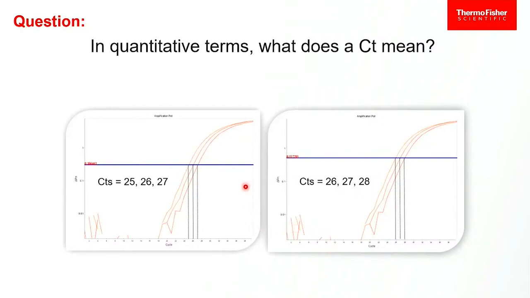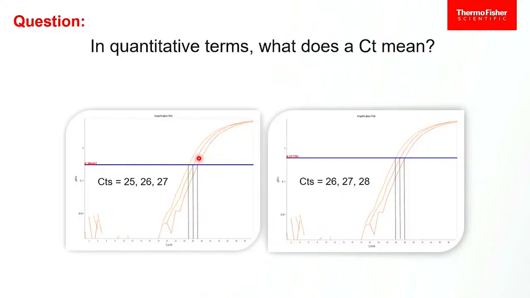If I move my threshold, which I did here in these two images, I moved my threshold up. So I changed my CTs. They were 20, 25, 26, and 27. I moved that threshold to make them 26, 27, 28. Did I change how much DNA I made? No, I didn't. This is the same data. I made the same thing. But where I'm collecting the data is a little bit different. However, the difference between these samples remains consistent.